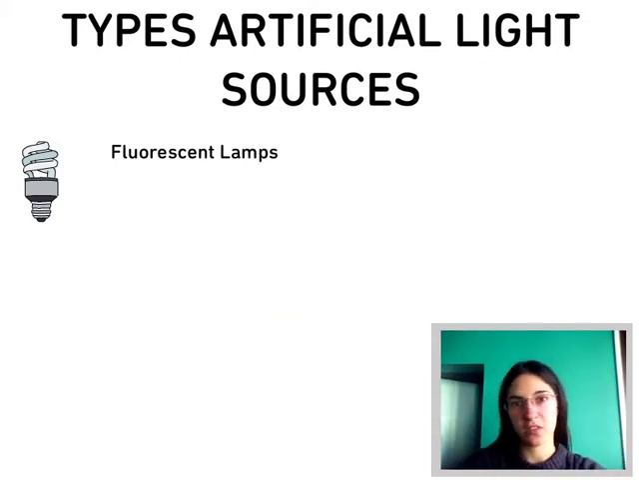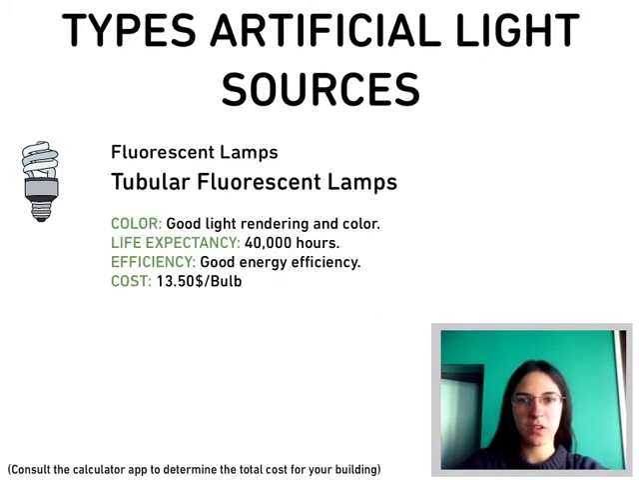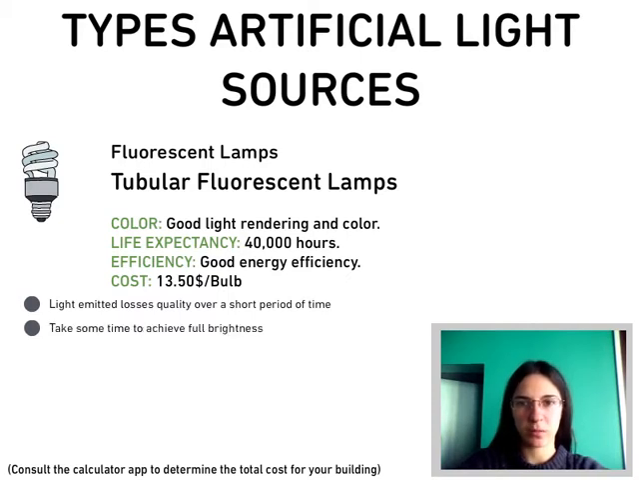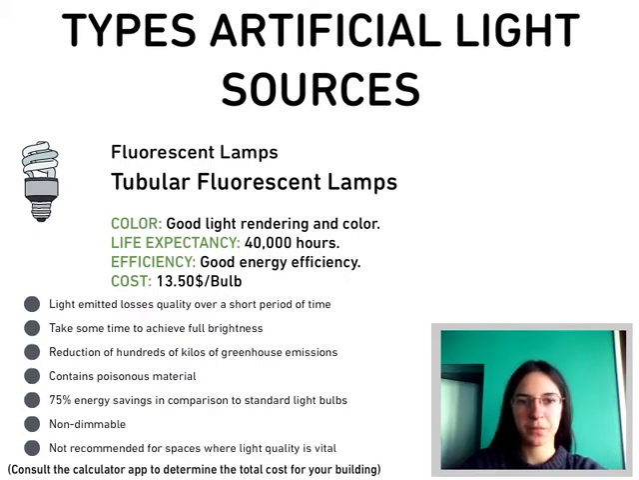There are two types of fluorescent lights. First, we have tubular fluorescent lamps. The light emitted loses quality over a short period of time, and they take some time to achieve full brightness. One bulb can help reduce greenhouse gas emissions by hundreds of kilos. They contain about 4 to 5 milligrams of toxic mercury, which can be harmful to humans and the environment if bulbs are not disposed of properly. These lamps achieve up to 75% energy savings in comparison to standard light bulbs. They are non-dimmable and aren't recommended for spaces where light quality is vital.